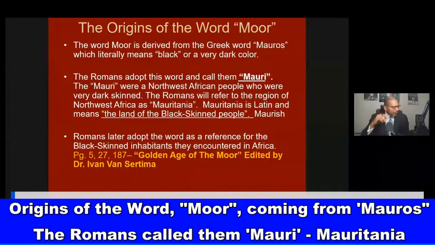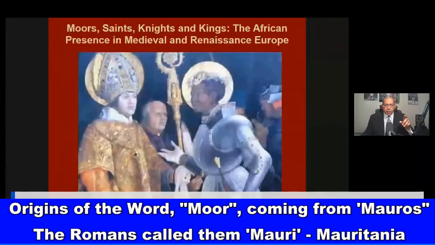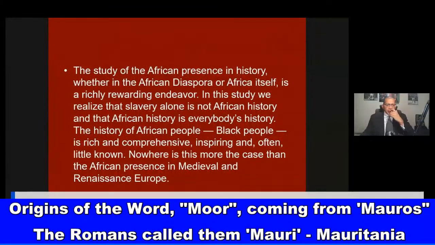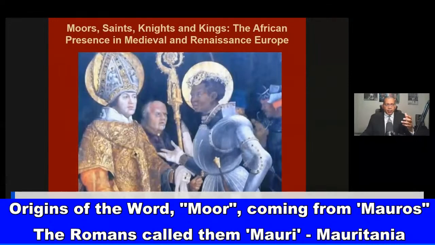Golden Age of the Moor, edited by Dr. Ivan Van Sertima, is another book that we use in the class. And if you look at pages 527 and 187, you'll see references for that information. Okay, so we go through and we look at some of the history of the Moors also.